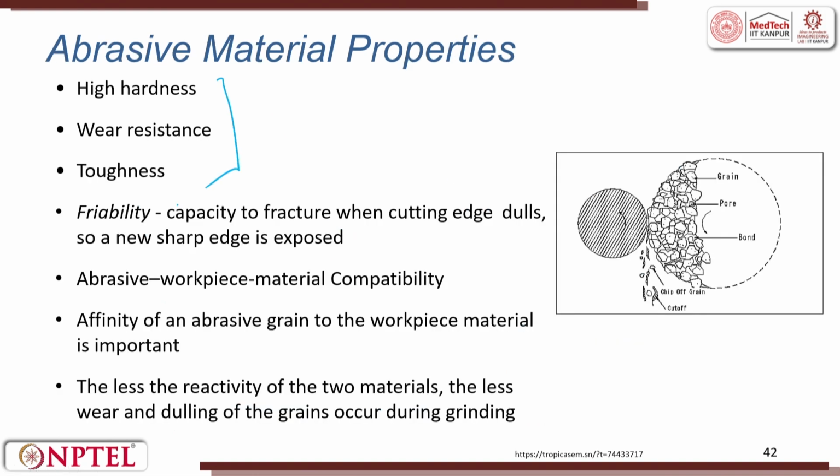So, here also we talk about the three important properties: hot hardness, then wear resistance and toughness. So, this is the grain, this is the pore, this is the bonding material. The pore will lead to structure. So, friability is the capacity to fracture when the cutting edge dulls. So, a sharp cutting edge comes into action. A sharp edge will try to fracture. So, now what happens? You have two cutting edges, right? It randomly breaks.